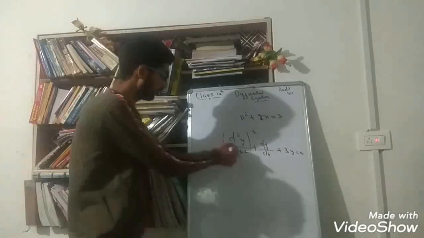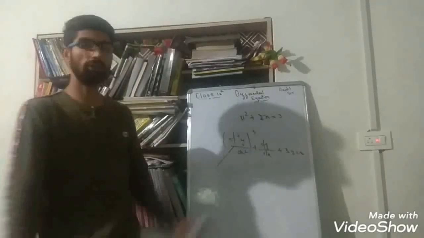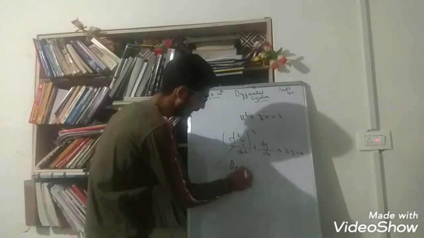What is the highest order derivative? That is this. And what is its power? That is 3. So the degree of this polynomial is 3.